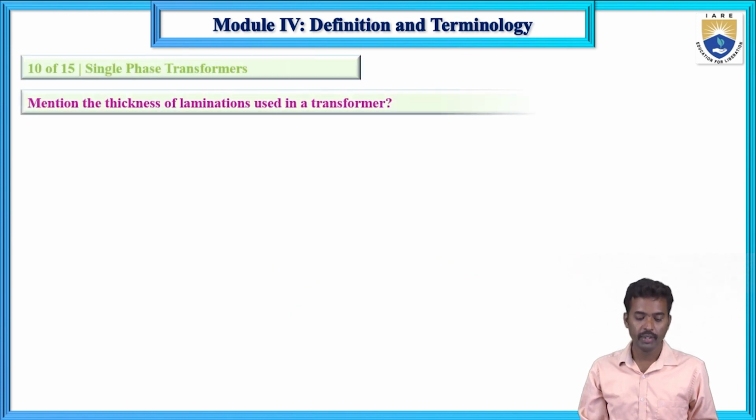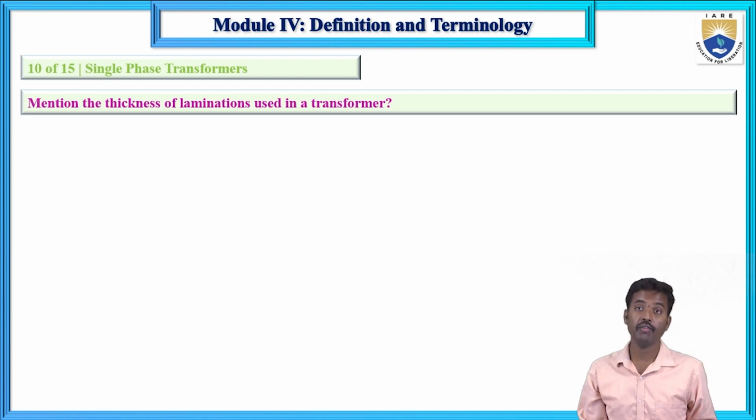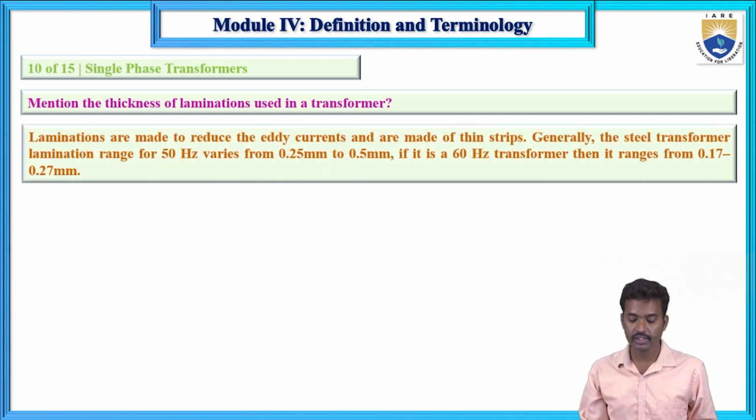And the 10th one: mention the thickness of laminations used in the transformer. Why are we using laminations for the transformer core? To reduce the eddy current losses. The laminations are made of thin strips to reduce the eddy current losses.